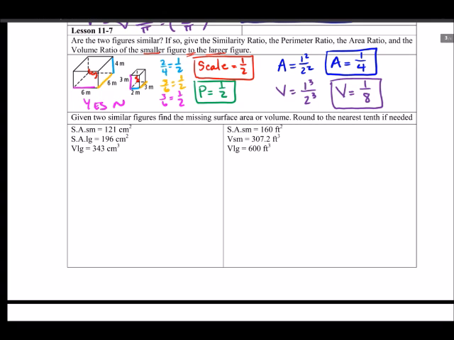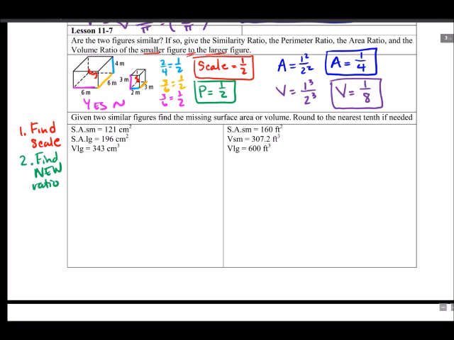All right, now we get some practice with our square roots and cube roots and all of that good stuff. We are given two similar figures. Find the missing surface area or volume and round to the nearest tenth. So we know when we do these problems, number one, we find the scale factor. No matter what you're given, you have to get to scale first. And then number two, we find the new ratio.